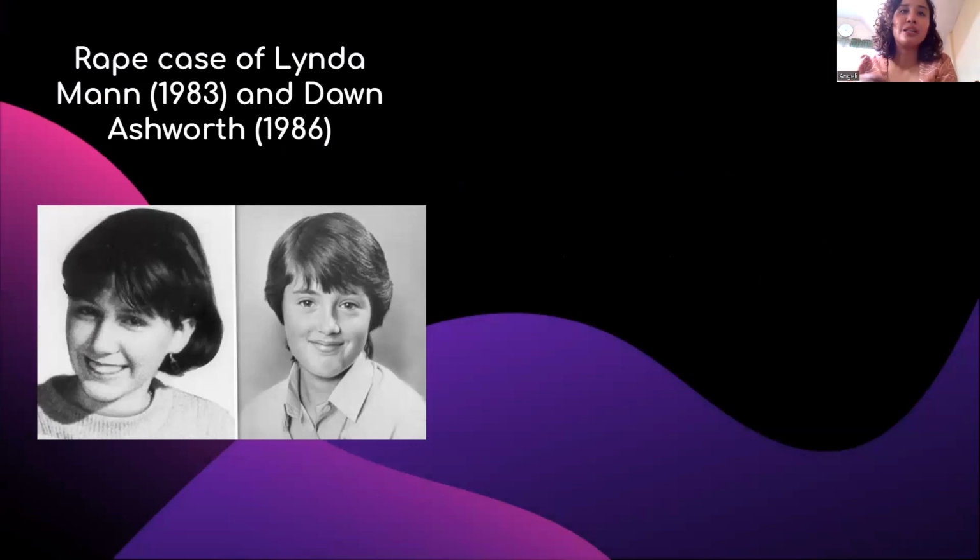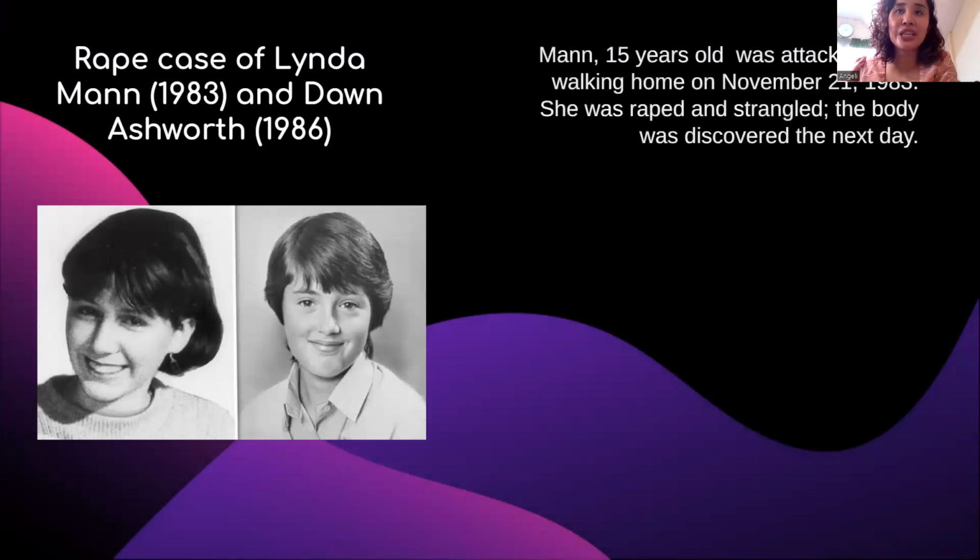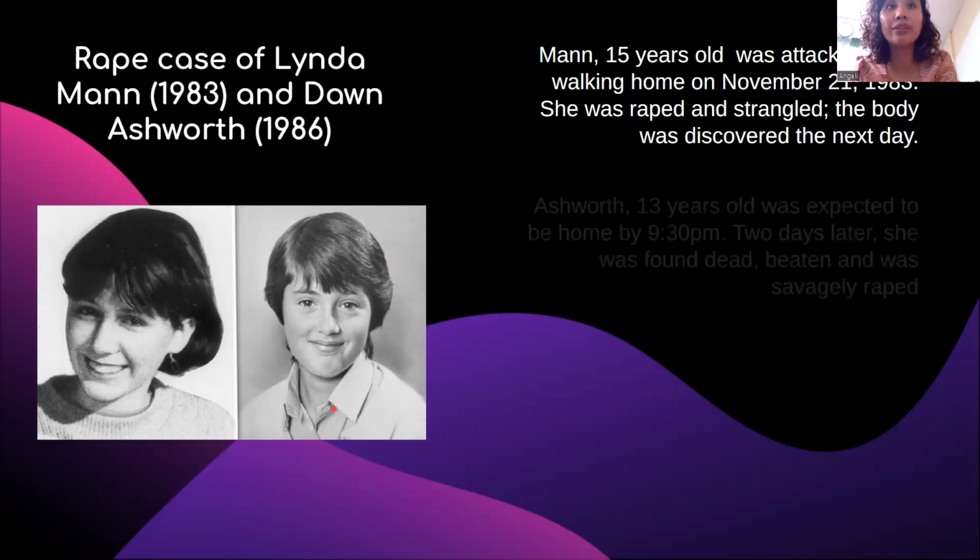So this is Linda Mann, guys. She was 15 years old, and while she was walking home on November 21, 1983, she was raped and strangled. The next day, her body was found. This was Linda Mann. And next was Dawn Ashworth.